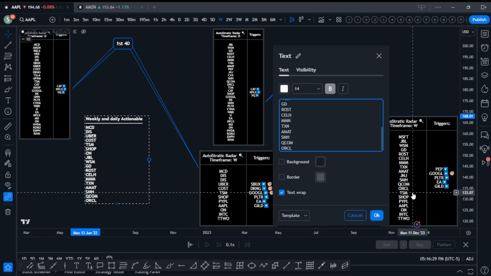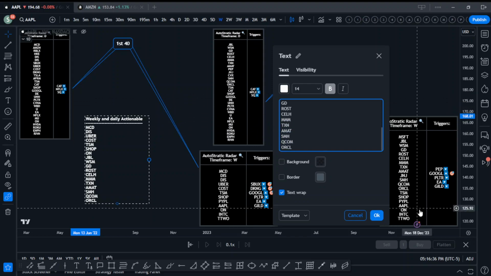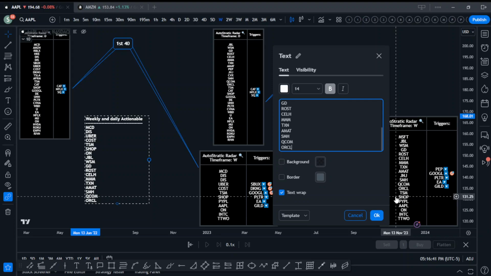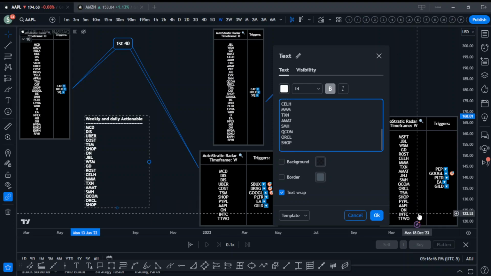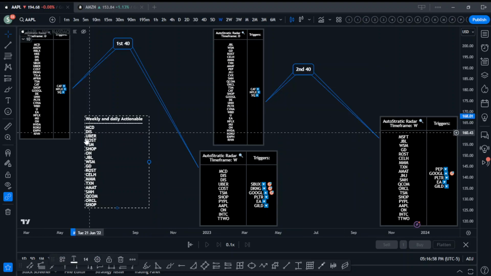TSM, again, I think I already put that one on there. Shop, yep. PayPal, no. On is already on there. INTC, no. It Takes Two, baby. Alright, so yeah. So we got all of these here. These have signals on the day and the weekly.